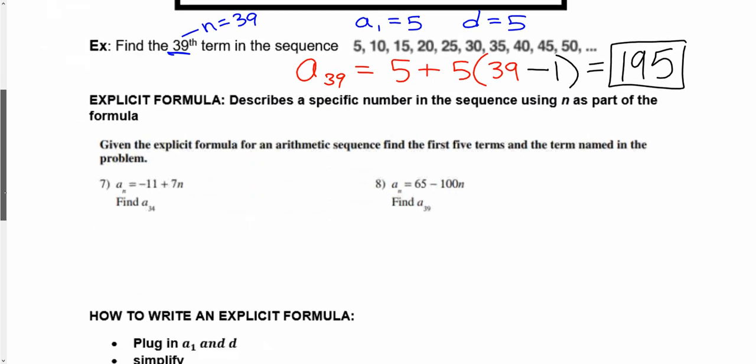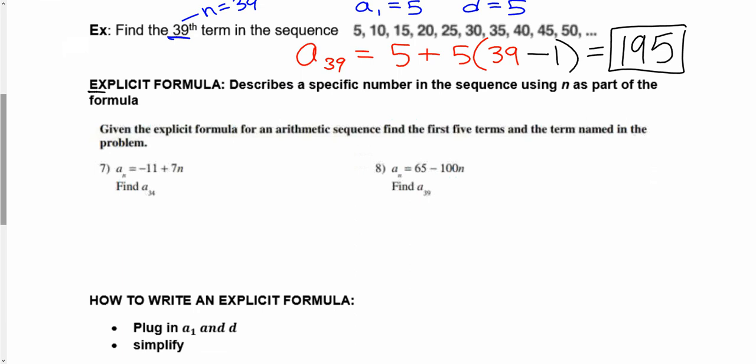A second formula is called the explicit formula. The explicit formula comes from the nth term formula. Now, all it does is it uses n as a part of the formula. That's the only letter in the entire formula, the letter n. So at first, they're going to give you the formula and they're just going to say use it.